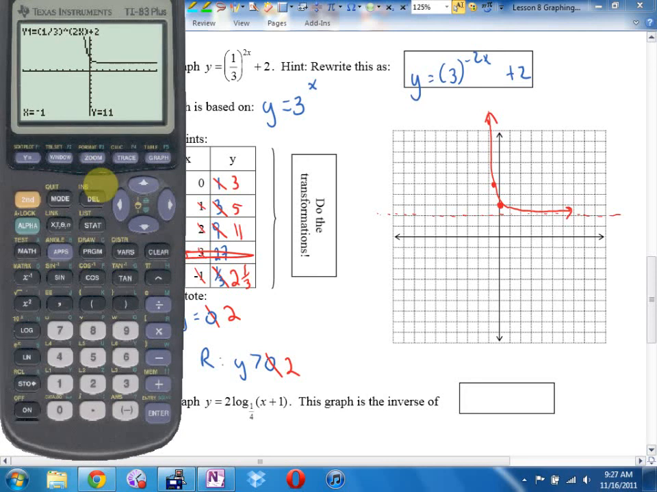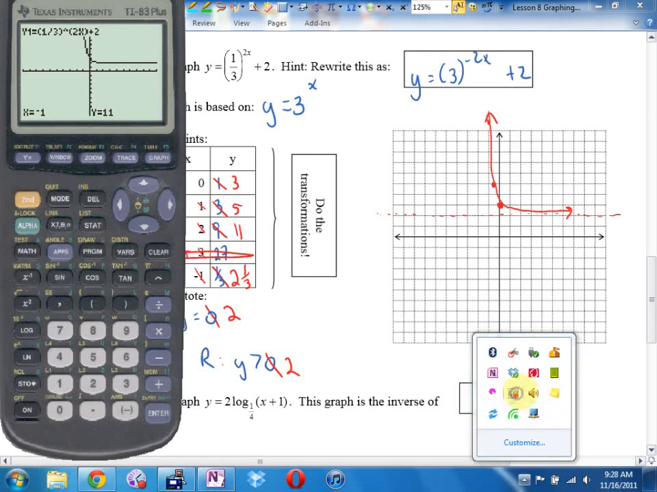Is that all right? Yeah. Did you press your trace button? Press graph? Give me 1 second, I'll come over there, let me pause.